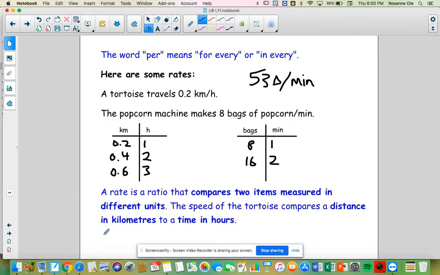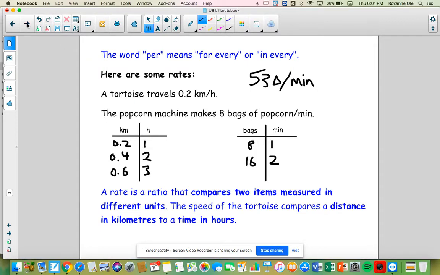So this is going to come in handy when you're trying to figure out how long it will take to do something. Notice down here, a rate is a ratio. It's a ratio, but it compares 2 items measured in different units. The speed of the tortoise compares a distance in kilometers to a time in hours. So it's comparing two different things. And there's a few different ways to solve ratio and rate problems. With the ratios, these charts, these tables worked very well. But with a rate, there's three different ways that we could do it. We're going to look at three different ways.